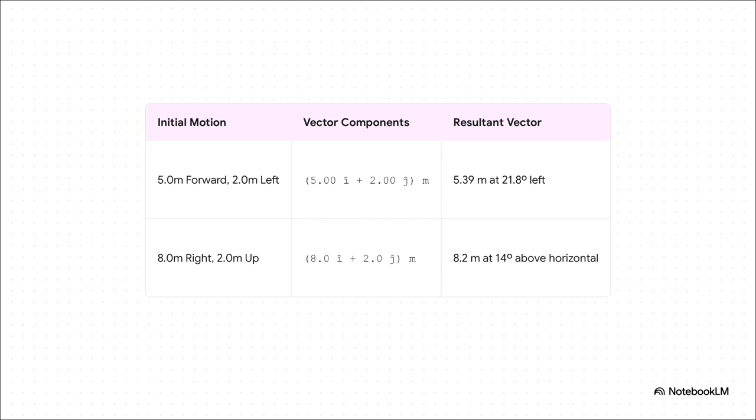Okay, so here's where vectors get really cool. We can use them to add up different movements. Let's say you walk 5 meters forward and then 2 meters to your left. We can break that down into simple components, just like you see here. Then, with a little bit of basic geometry, we can figure out exactly where you ended up in a straight line from where you started. It's just a super neat, organized way to handle a complicated path with simple math.